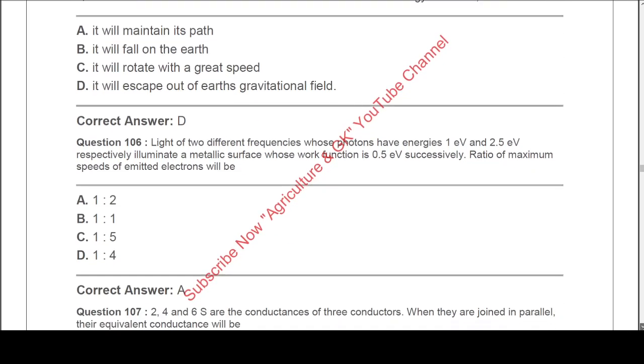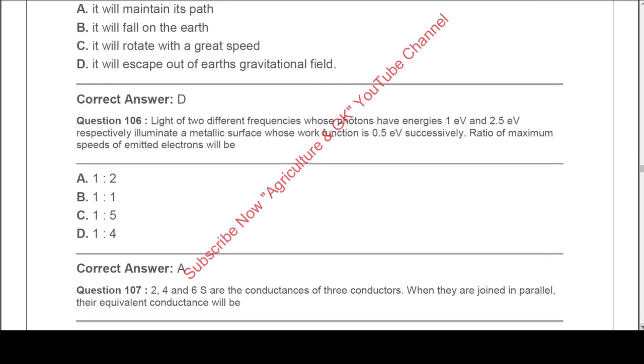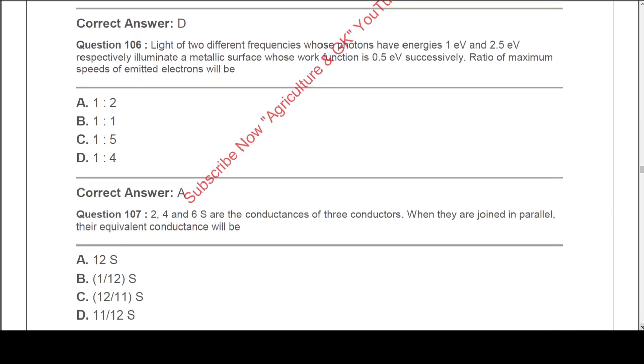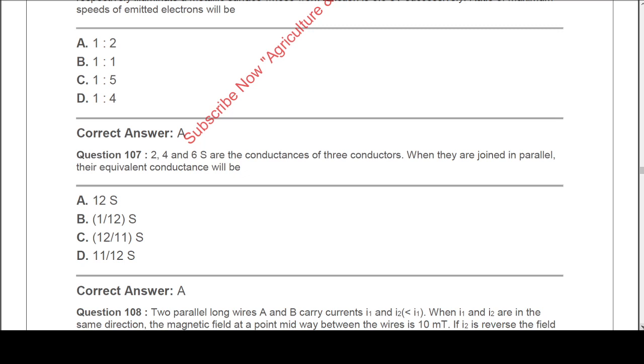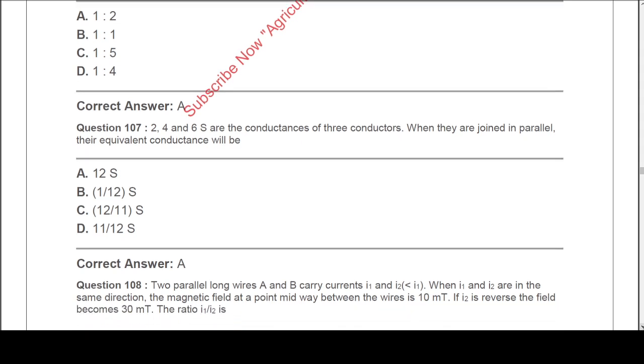The light of two different frequencies whose photons have energy of 1 electron volt and 2.5 electron volt respectively illuminate a metallic surface whose work function is 0.5 electron volt successively. The ratio of maximum speed of emitted electrons will be option A, 1:2. 2, 4 and 6 siemens are the conductances of 3 conductors. When they are joined in parallel, their equivalent conductance will be option A, that is 12 siemens.